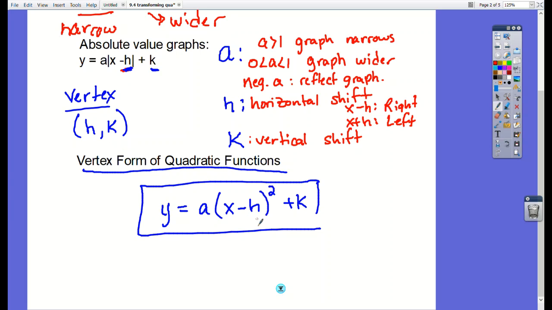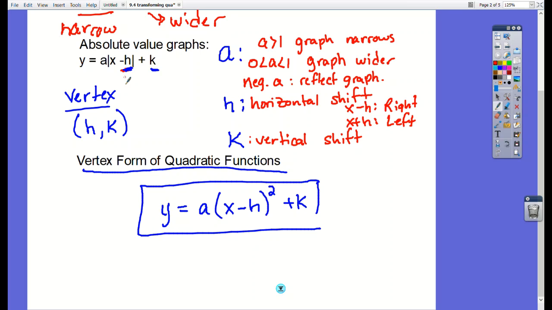Your vertex is still at h comma k. H is still a horizontal shift. K is still a vertical shift. A still does the same stuff to the graph. So this should look really similar to absolute value. The only difference now is what the function is. The function is squaring instead of the absolute value. But everything else we do is the same.